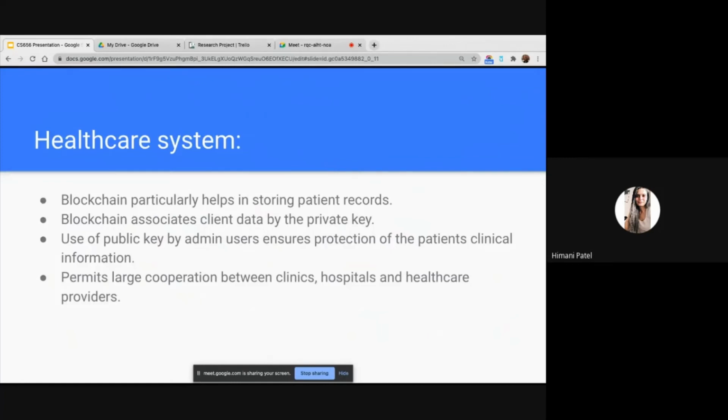Blockchain in healthcare system. Blockchain particularly helps in storing patient records. Blockchain associates client data by the private key. Use of public key by admin users ensures protection of the patient's clinical information. It permits large cooperation between clinics, hospitals, and healthcare providers.